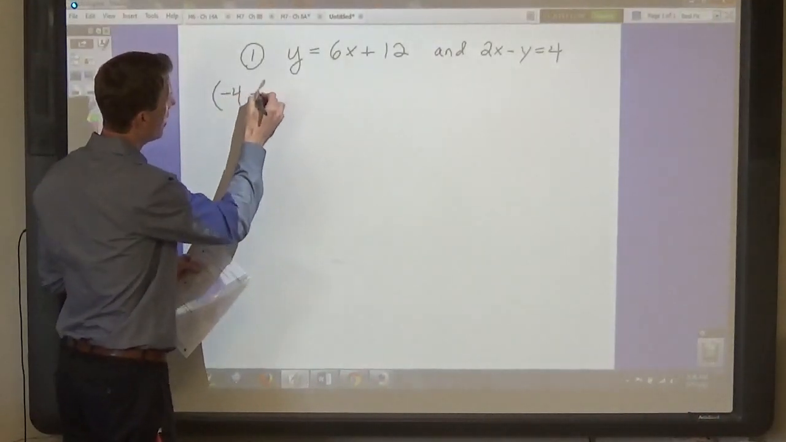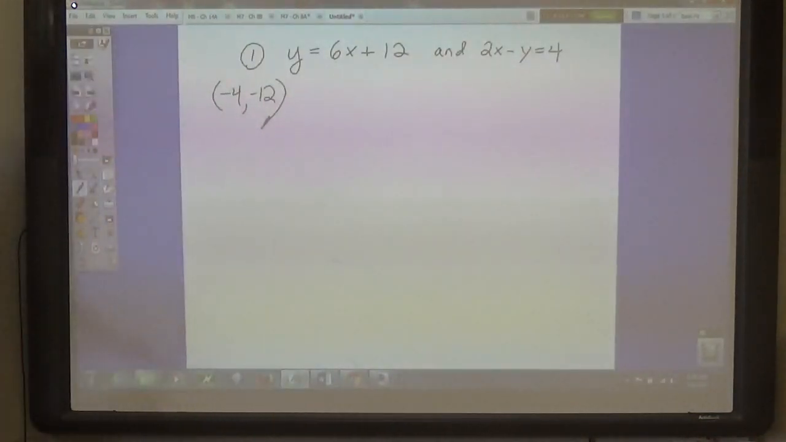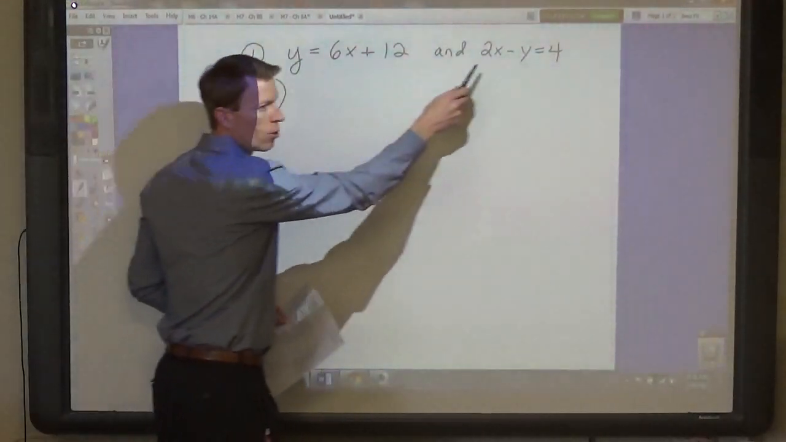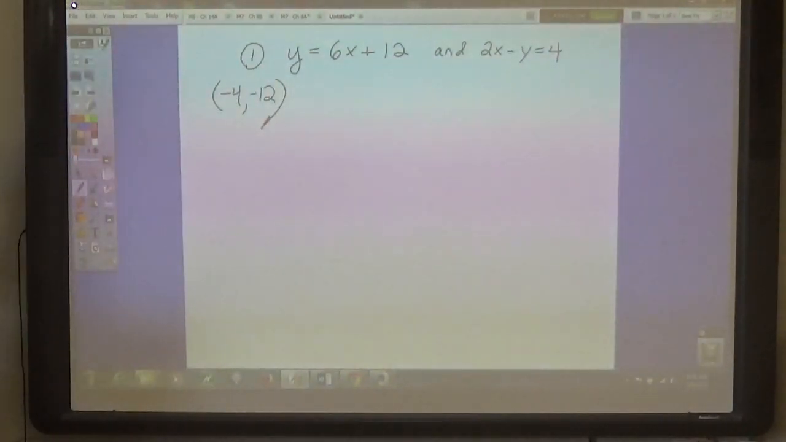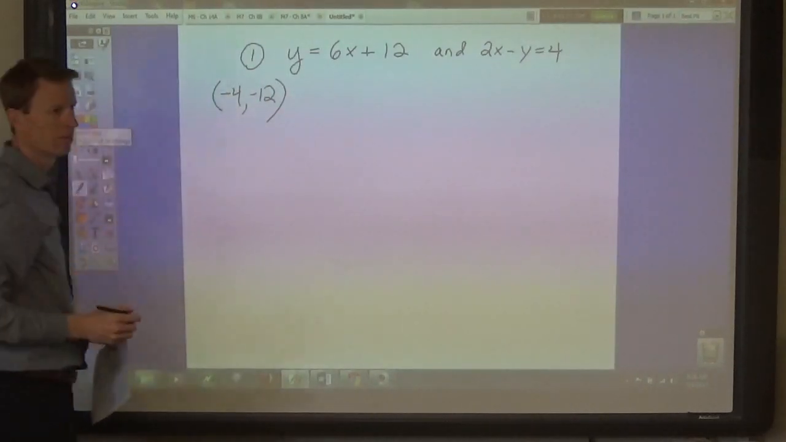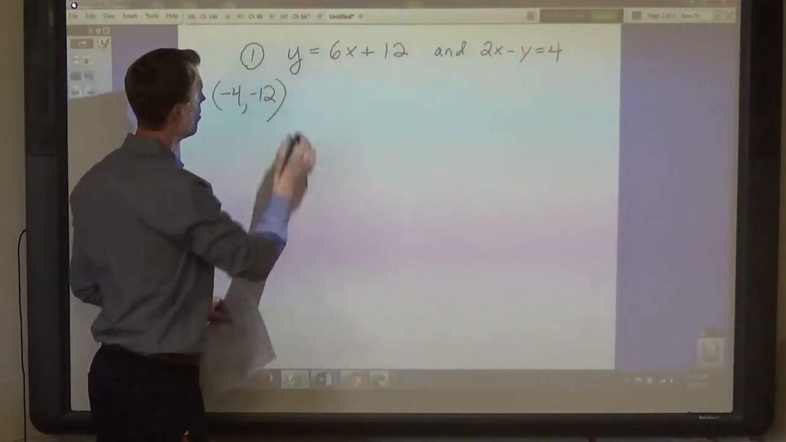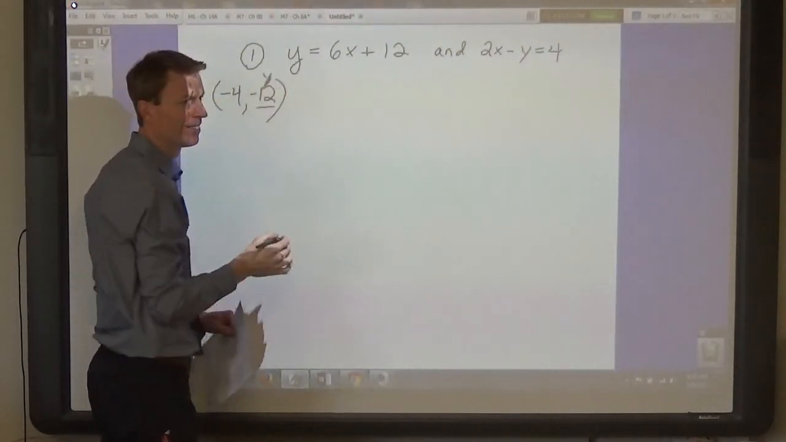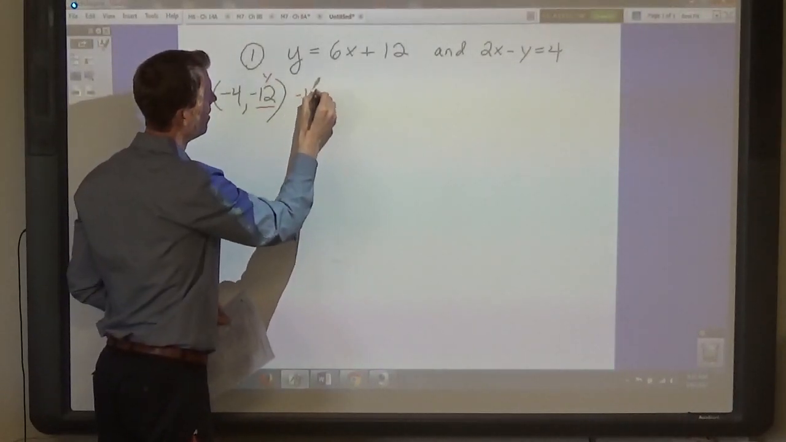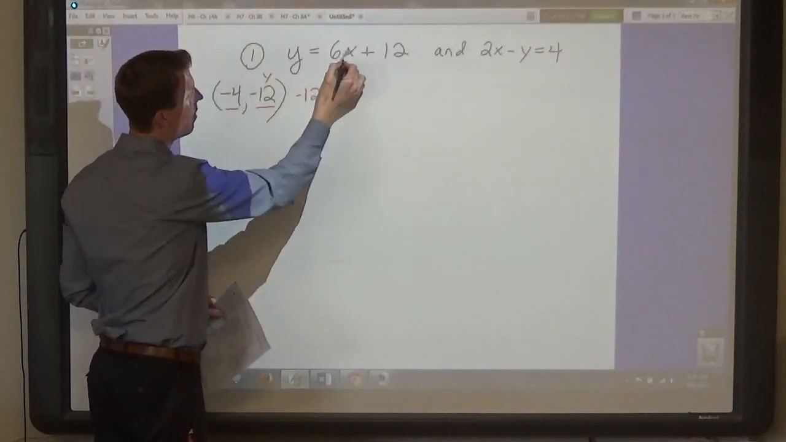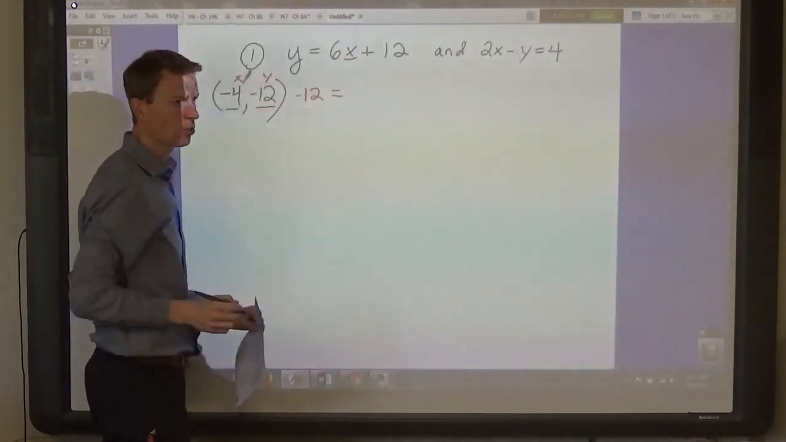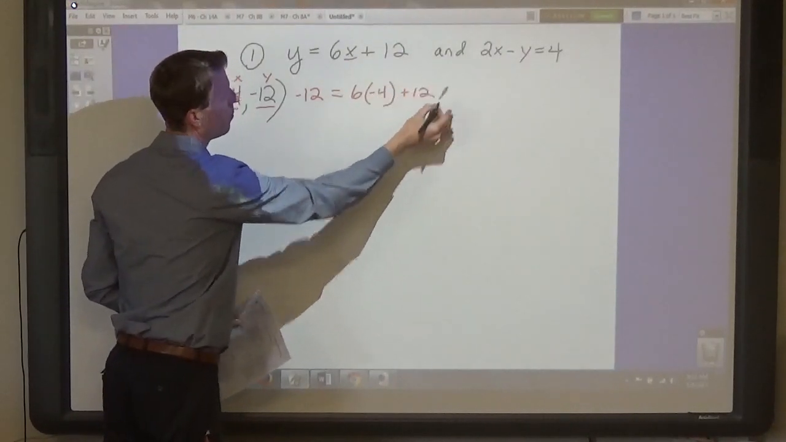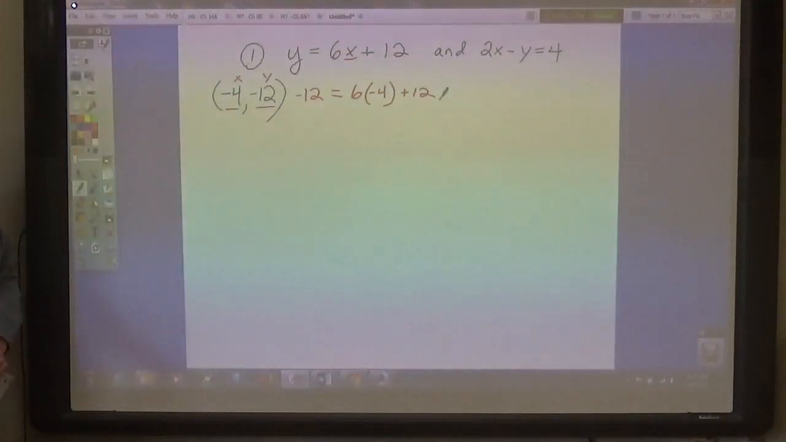Okay? Then they give you this ordered pair, -4, comma, -12. Now, how do you check to see if this is a solution to both equations? Ariana? Good. Replace y with -12, because this is the y coordinate. I know that's what you meant. And replace x with -4, because that's the x coordinate. So 6 times -4 plus 12. And then check to see if it's true.